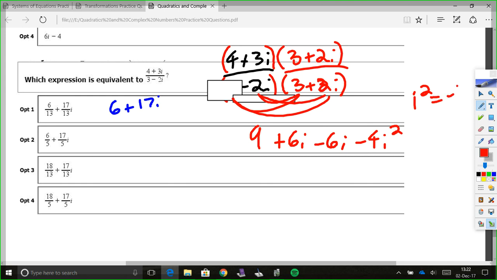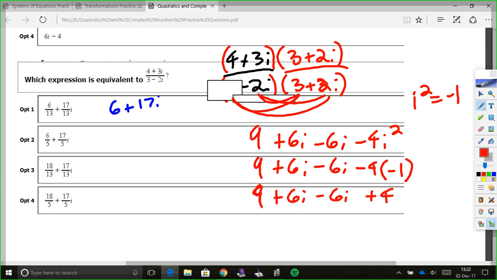Remember again, i squared is equal to negative 1. So that's what I'm going to do in my next step. I have negative 4 times negative 1, which will become positive 4. So I have 9 plus 6i minus 6i plus 4. When I add these together, 9 plus 4 gives me 13. But 6i minus 6i becomes 0i, and those cancel out. So the bottom is just 13. So there's my answer: 6 plus 17i over 13, which is answer choice option 1.